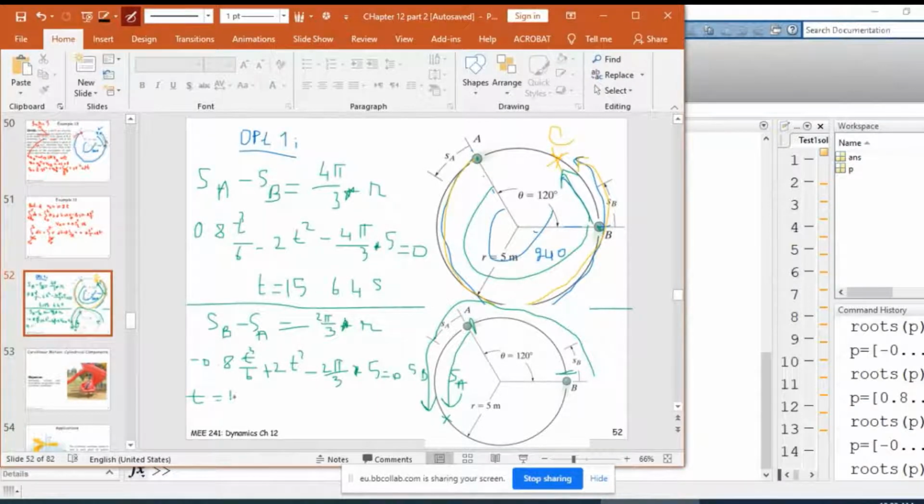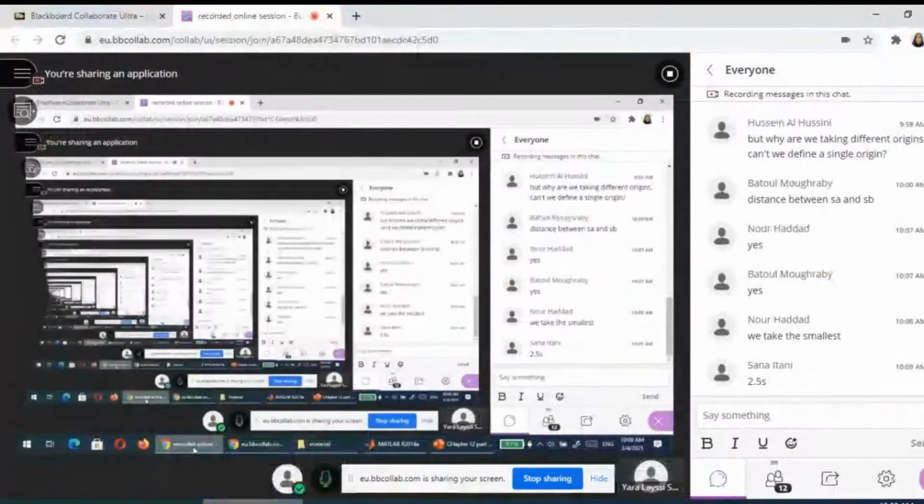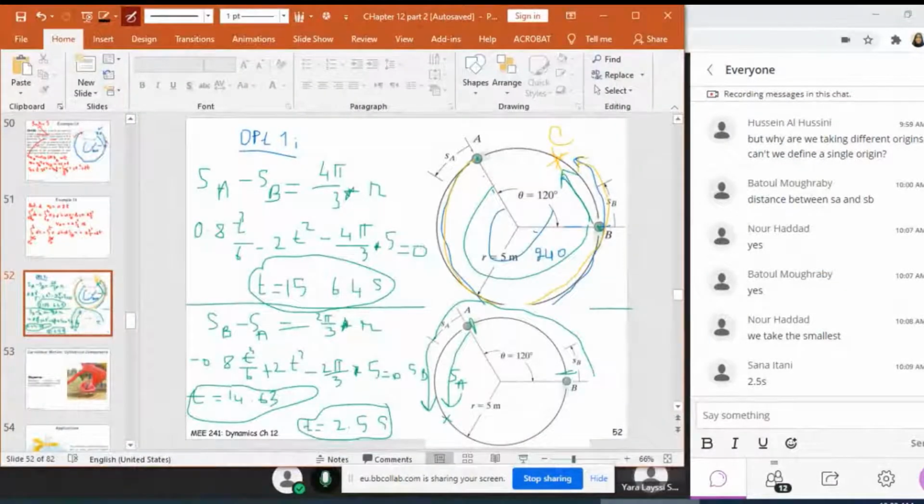So either you take 14.63 or 2.5. What do you think, guys? In this problem, I have 3 acceptable durations to have a collision: 15.64, 14.63, and 2.5 seconds. Which one should I choose? Why, Sana, should I choose, why, Noor? Yes, why should I choose 2.5 seconds?